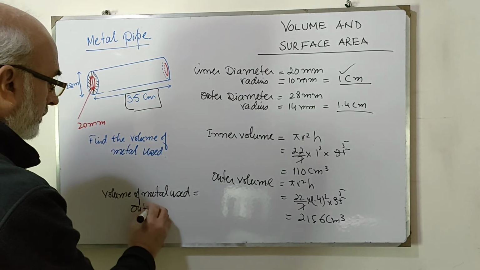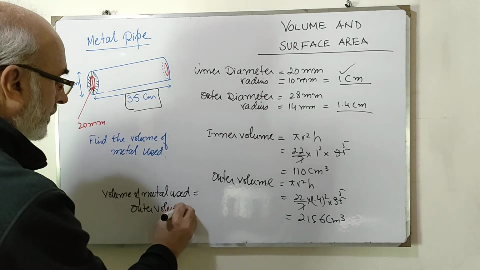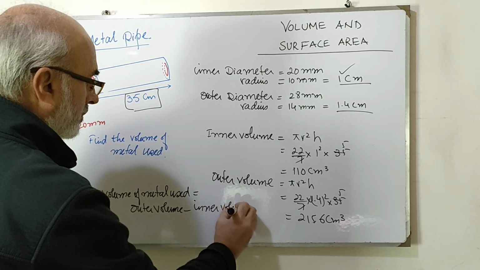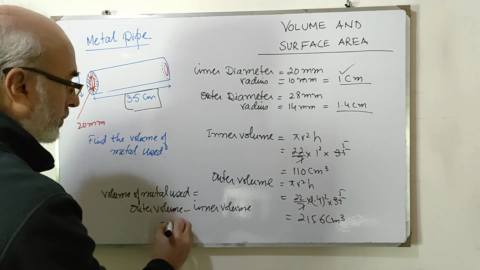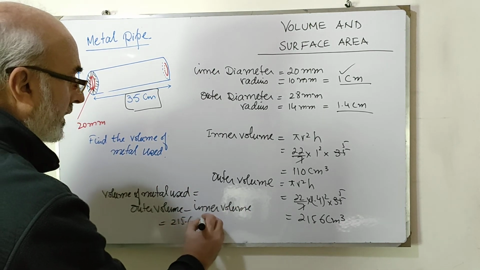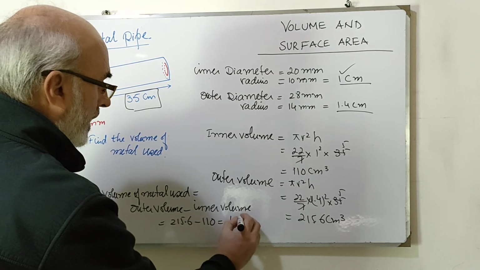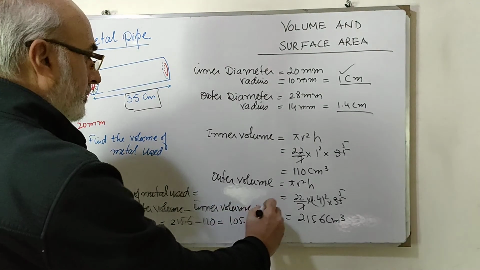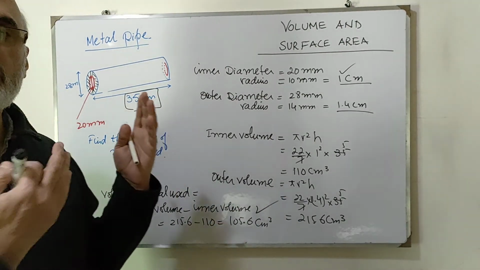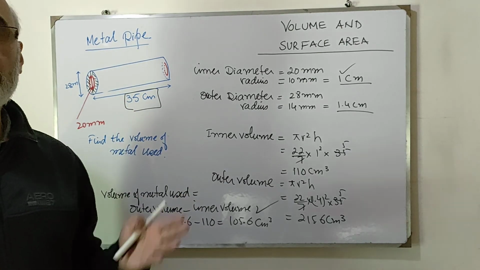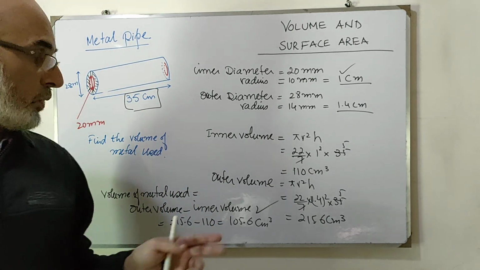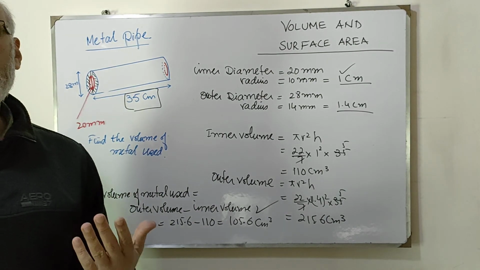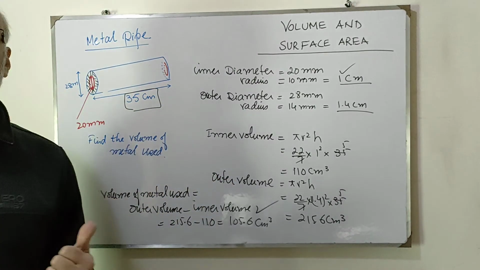Now, the volume of the metal used. Outer volume minus inner volume, which is equal to 215.6 minus 110, which is equal to 105.6 centimeter cube. Okay, so this is our answer to the question that the volume of the metal used for this much pipe is 105.6 centimeter cube.